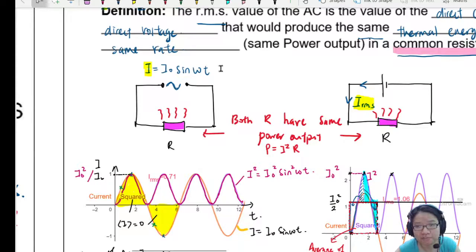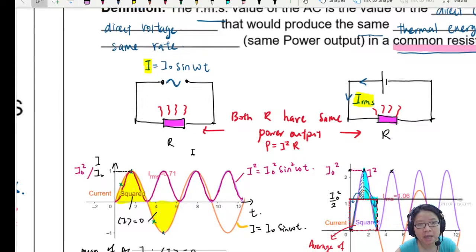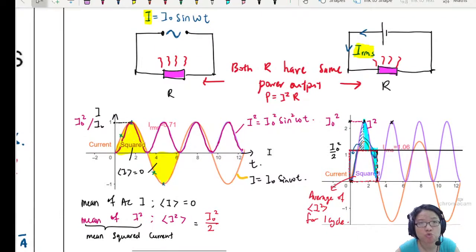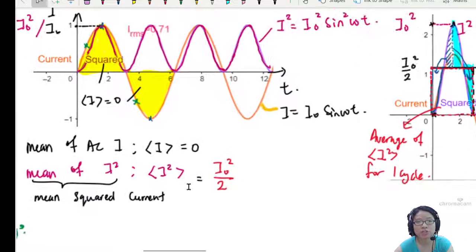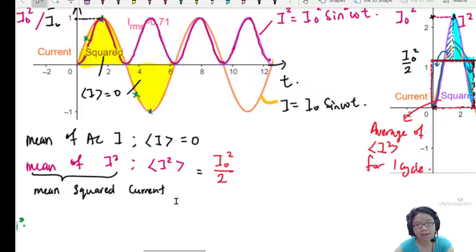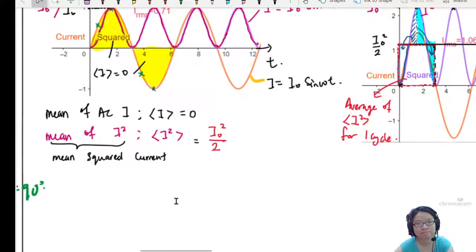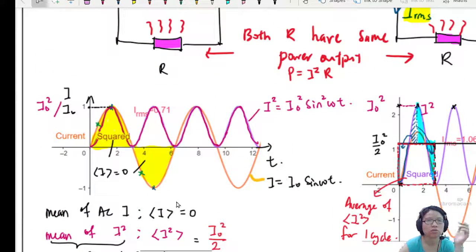So if I want them to have the same power output, what I need to do is find a way to represent this current. Problem number one with the current is that the average is 0 because of the negative cycle. So what we did was we square the whole thing. When we square the whole thing, we can have a value of the average of that square. The average of that square is known as the mean square current. That will be the first step. I'm just going to call this step 1, statistical treatment.